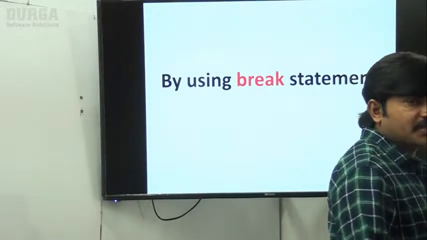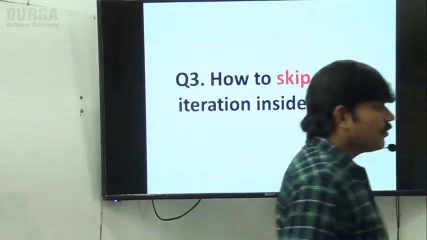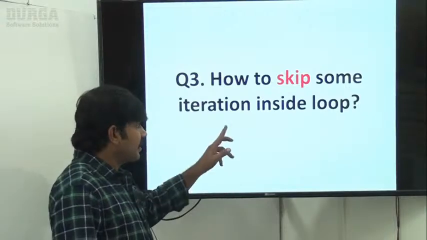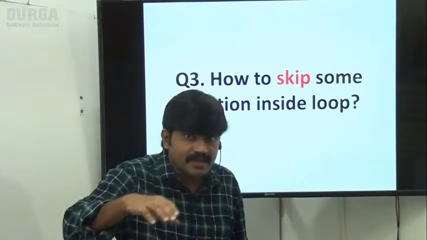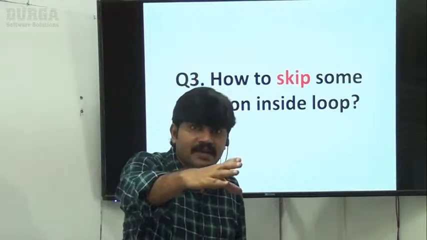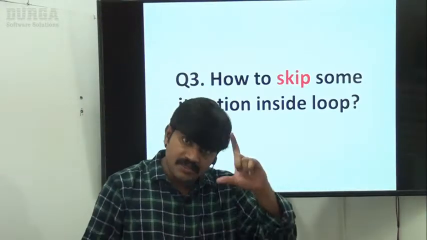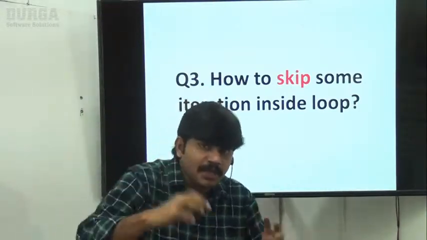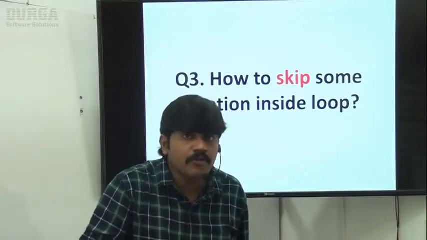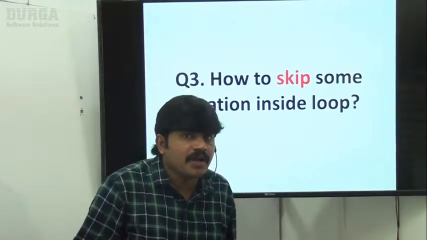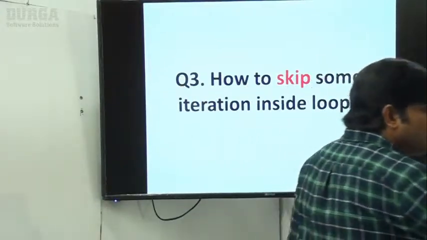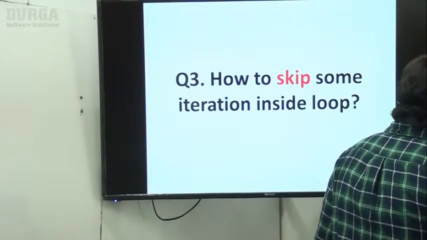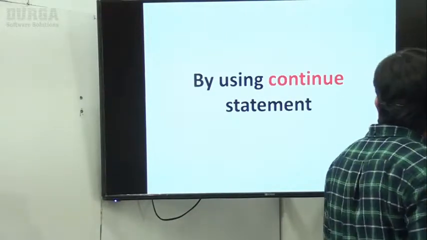Now, how to skip some iteration inside the loop? Sir, inside the loop, can you please skip the current iteration and continue for the next iteration, without breaking the loop execution? Inside the loop, just skip the current iteration and continue for the next iteration. Then we have to go for the continue statement. Observe how to skip some iteration inside the loop by using the continue statement, right?